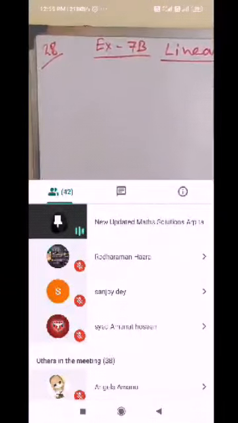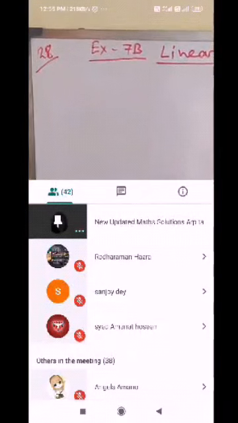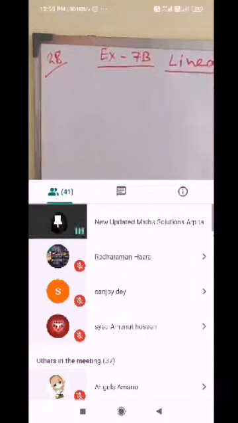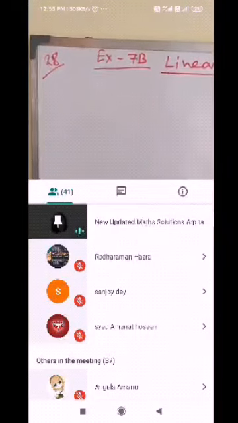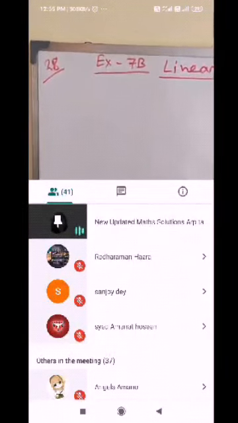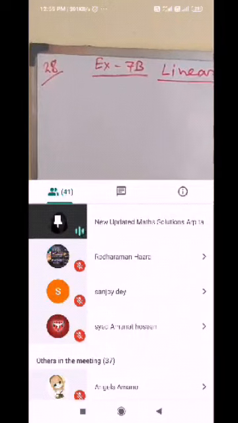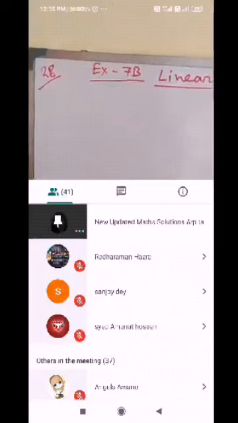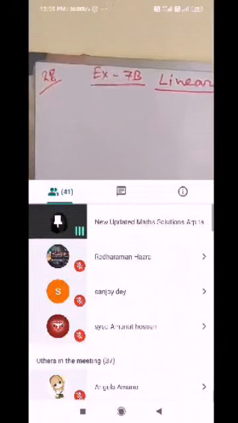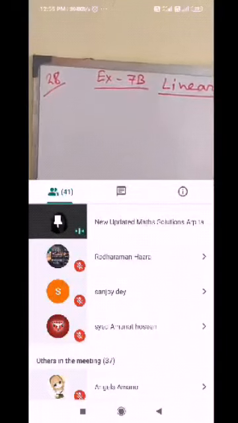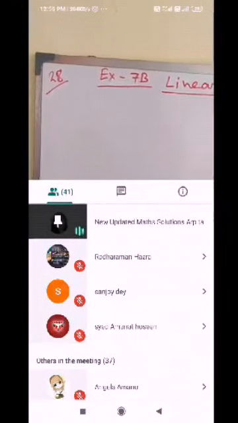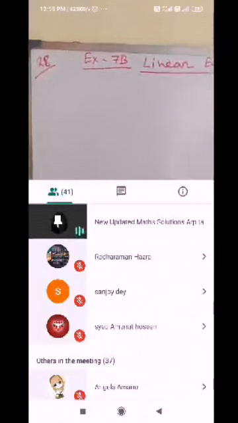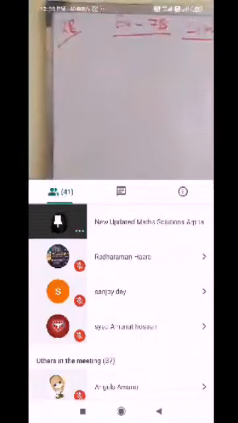Question number 28 from exercise 7b. Two equal sides of a triangle are each 5 meters less than twice the third side. If the perimeter of the triangle is 55 meters, find the length of its sides. Two equal sides of a triangle are each 5 meters less than twice the third side. That means what will be? What to take here?